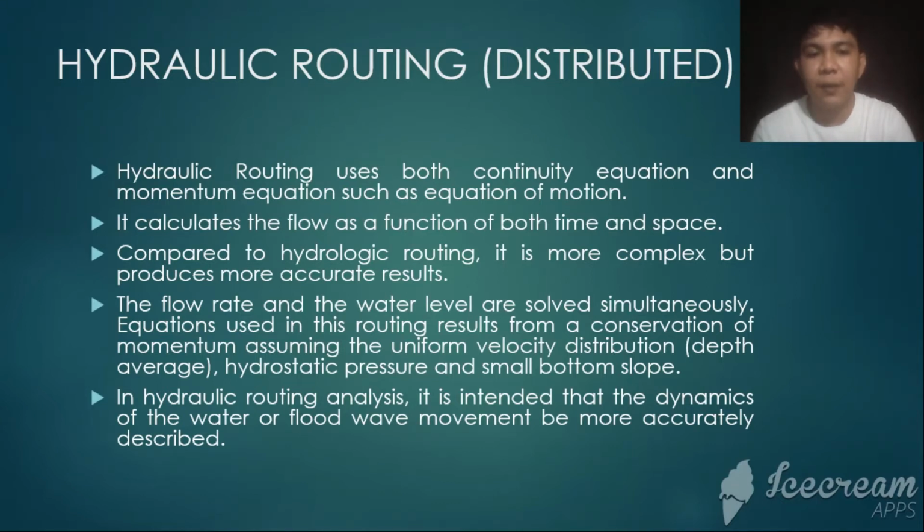The flow rate and the water level are solved simultaneously. Equations used in this routing result from a conservation of momentum, assuming uniform velocity distribution or depth average, hydrostatic pressure, and small bottom slope. In hydraulic routing, it is intended that the dynamics of the water or flood wave movement be more accurately described.